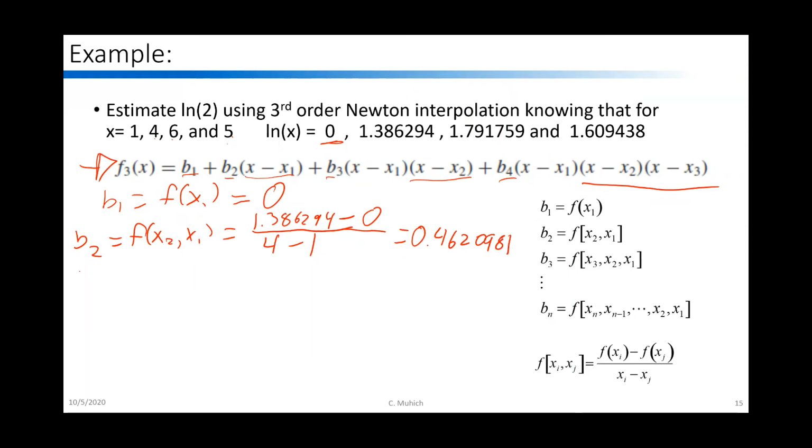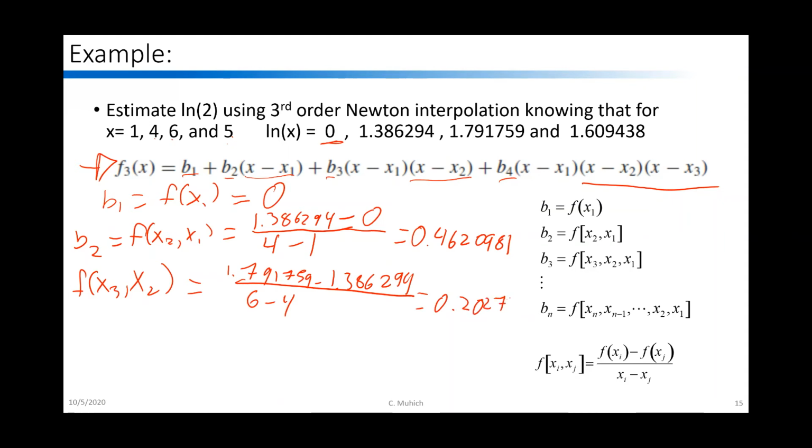I can then do the rest of these. They're not going to equate to any b's, but I'm going to need the higher order f of x's, first order f of x's, in order to calculate further divided differences. So my f of x3, x2 is just 1.791759 minus 1.386294 over 6 minus 4. This is going to be equal to 0.2027326.